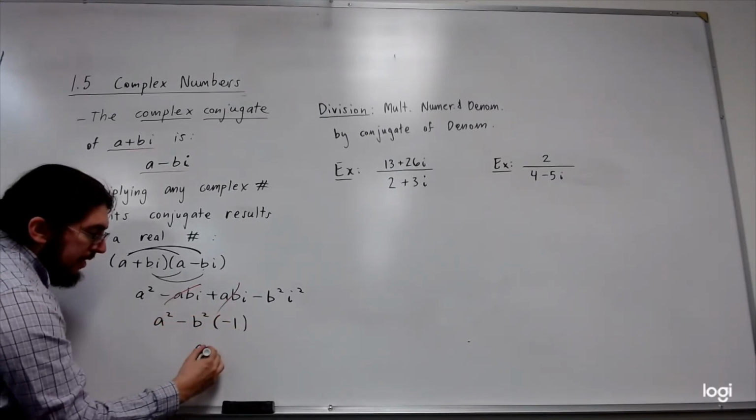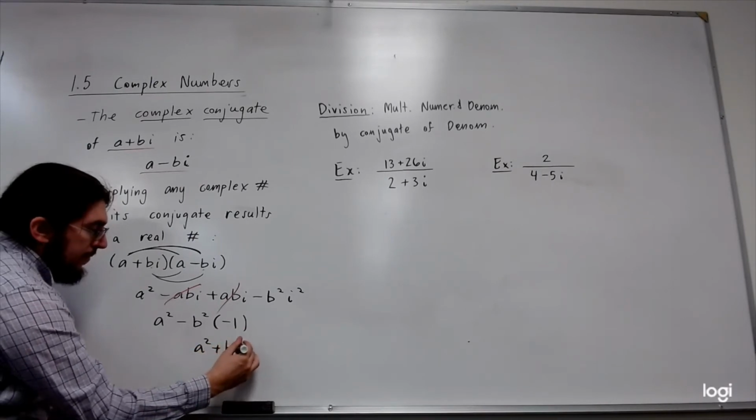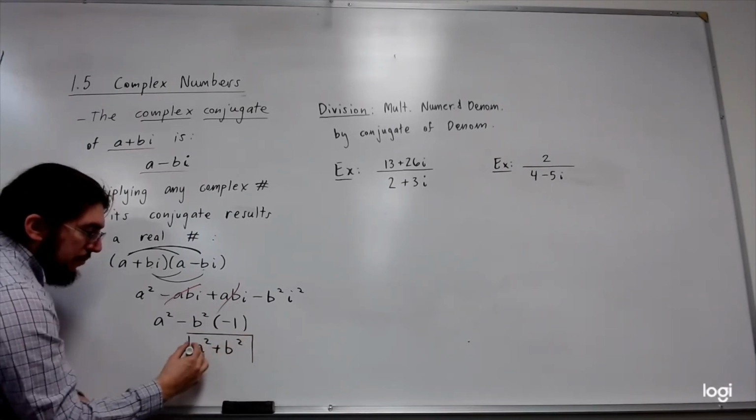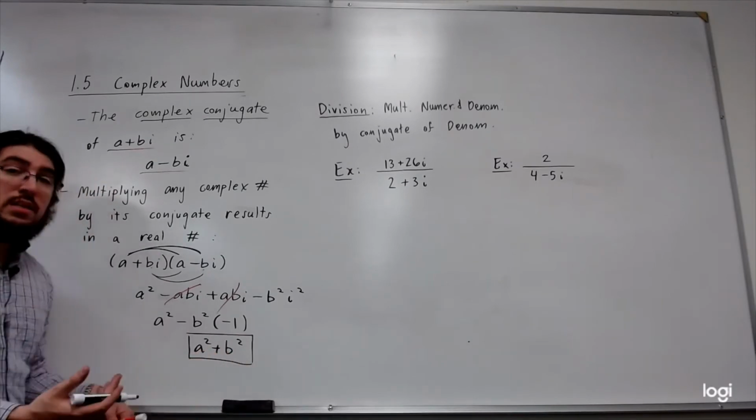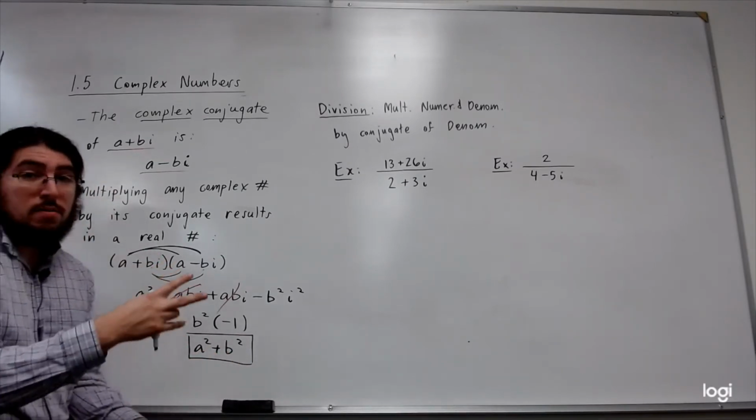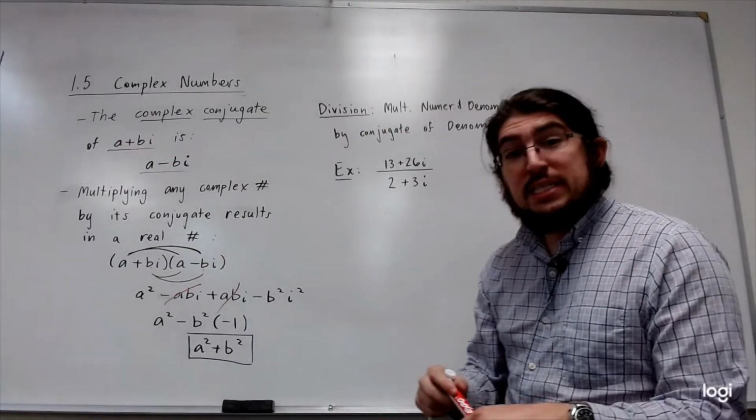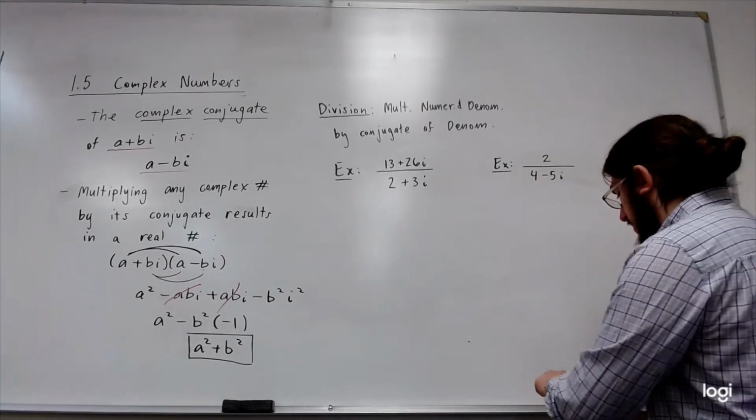So what we really get is a squared plus b squared, which I'm going to box because I feel this is a pretty important fact here. You just get the sum of the squares of a and b, which is really, really nice. So let's see if we can see that in these next two examples here.